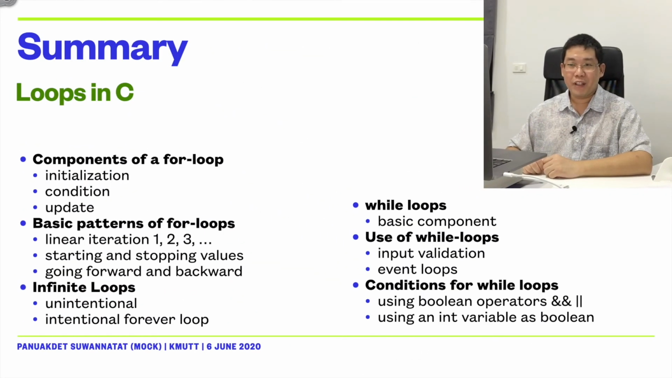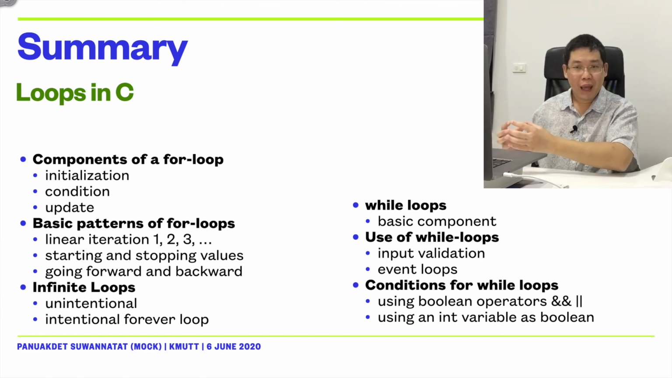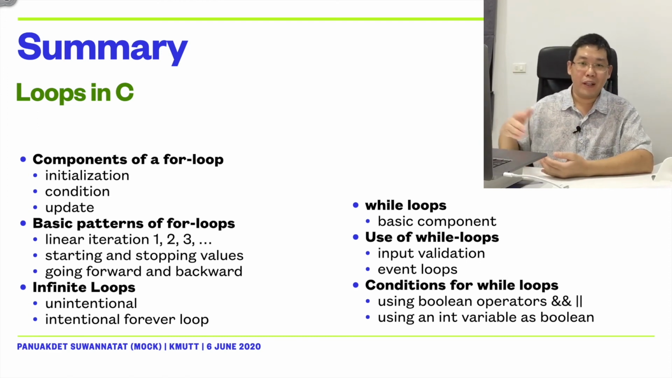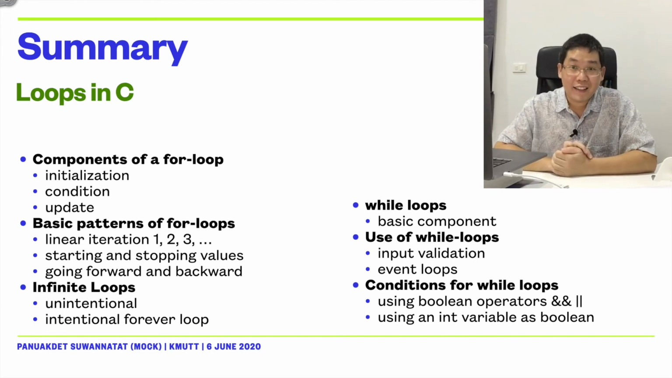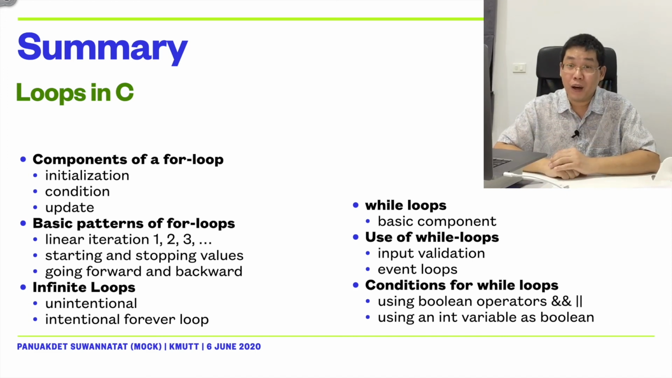In this video, you have learned about basic loops in C, the for loop and the while loop. In the for loop, you have learned about the basic components of a for loop, the initialization, the condition, and the update. You have learned the basic patterns for a for loop. The linear iteration can start from 1, 2, 3, or it can go backward, it can go forward. It can skip some values. You know about the starting and the stopping value. You can go forward or backward. You have learned about the infinite loop or the forever loop. That is sometimes unintentional, or sometimes it is intentional, and it is very useful in some applications.